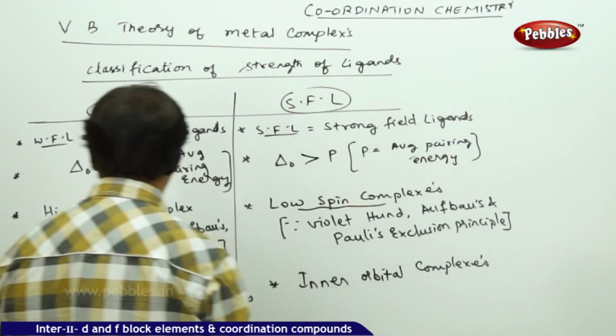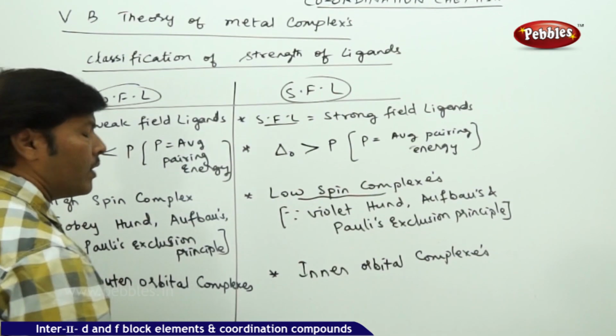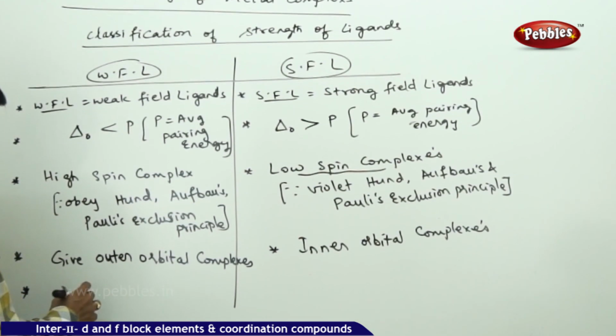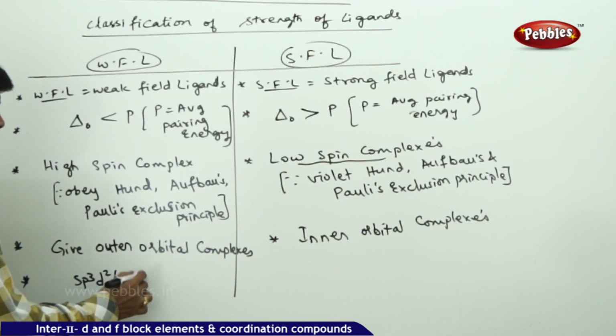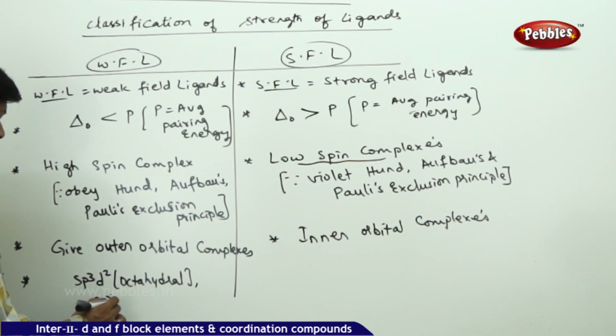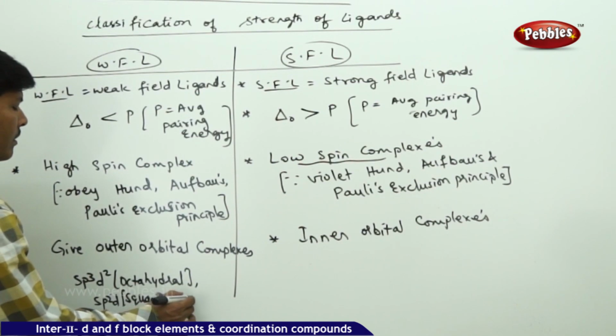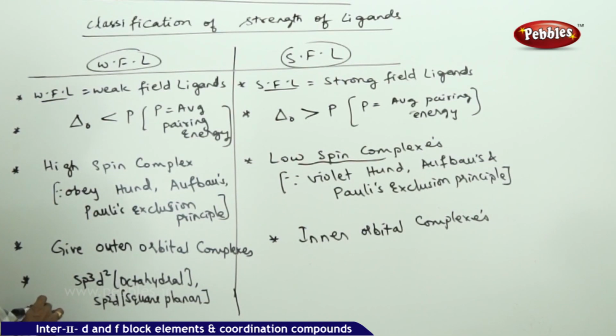That's why in the case of weak field ligands, because they are giving outer orbital complexes, they form the hybridization sp3d2 octahedral, and sp3 tetrahedral or sp2d square planar type of complexes, and usually they are paramagnetic, because they have more number of unpaired electrons.